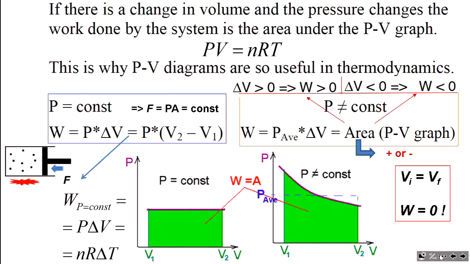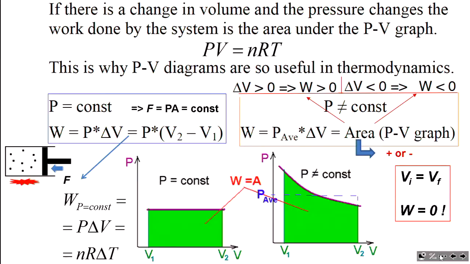For a constant pressure process, this area is pressure, which is the height of this rectangle, times change in the volume, which is the base, equal to the work done. If we have a process when pressure changes, we can always imagine that it is a combination of a large amount of tiny processes. For each process, pressure is practically constant. We add up the work done for each individual process, and the result is this area.